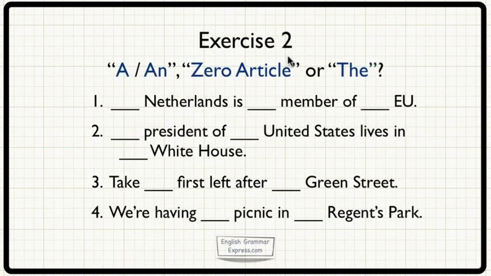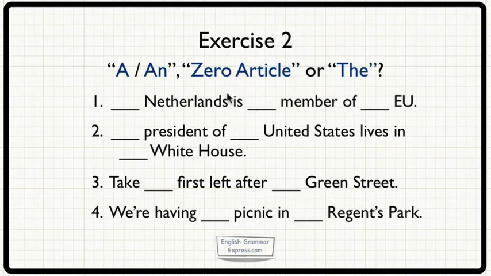Exercise number 2 now, and in this exercise we need to fill the gaps in each sentence with the articles a or an, zero article or the. Now in this exercise we're going to be thinking about all the lessons we've had so far for articles. So we might use articles in their normal way, so a, an and zero article for talking generally, and the for talking about something in particular.